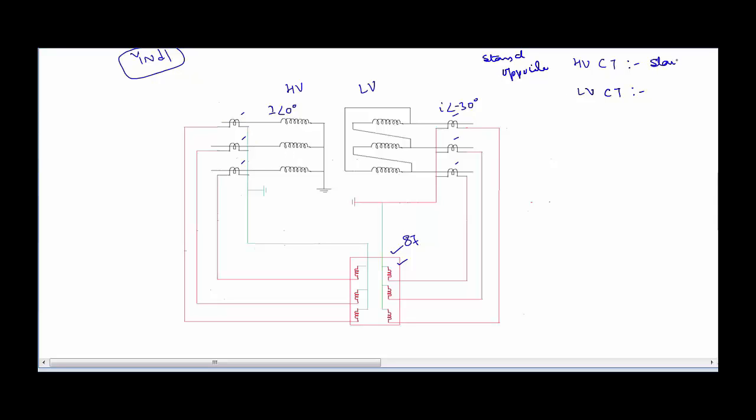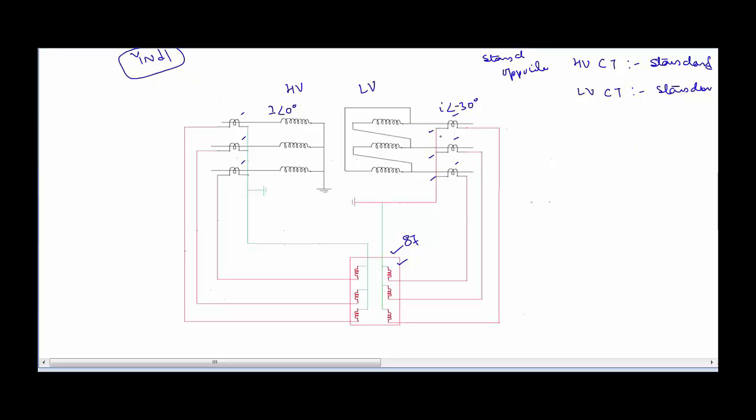So here the option that will be selected is standard, and for the LV side CT as well, the option is standard. We are saying it is standard because in this CT we can see that the neutral is formed by shorting all the terminals which are lying towards the transformer. So here we can see that all these three terminals are shorted and grounded, and all these terminals are lying towards the transformer.